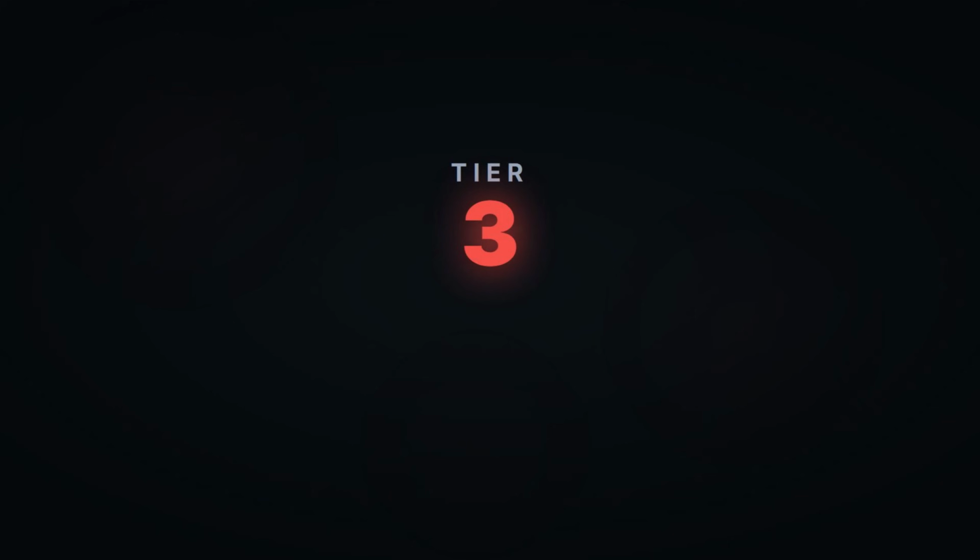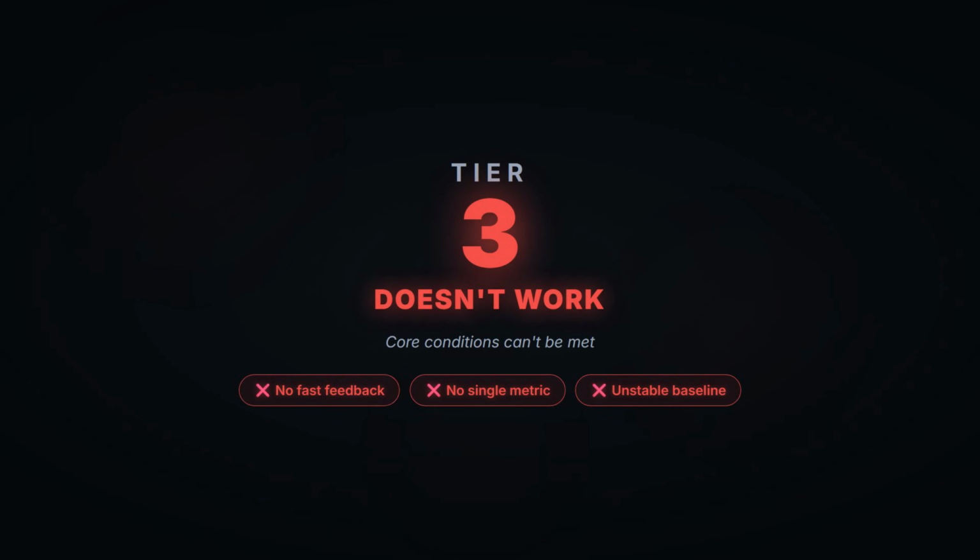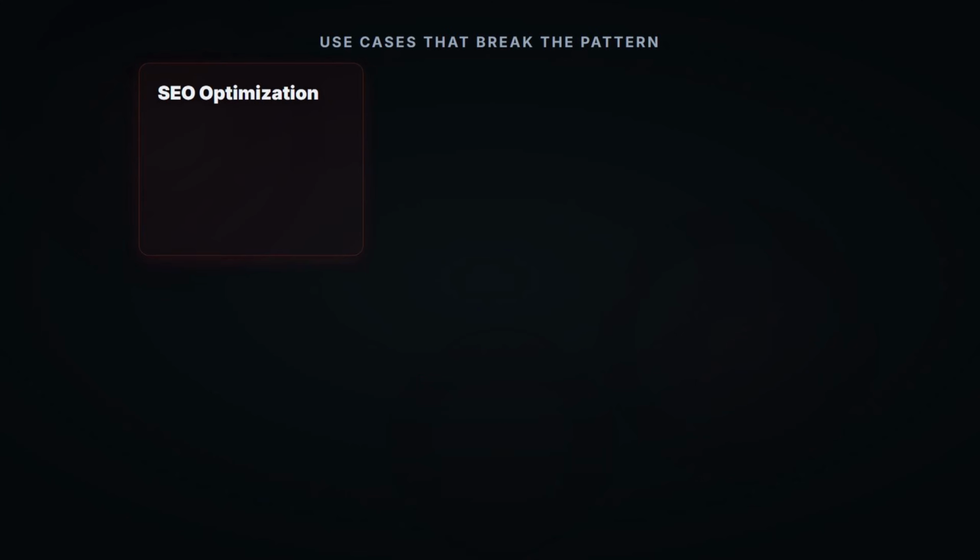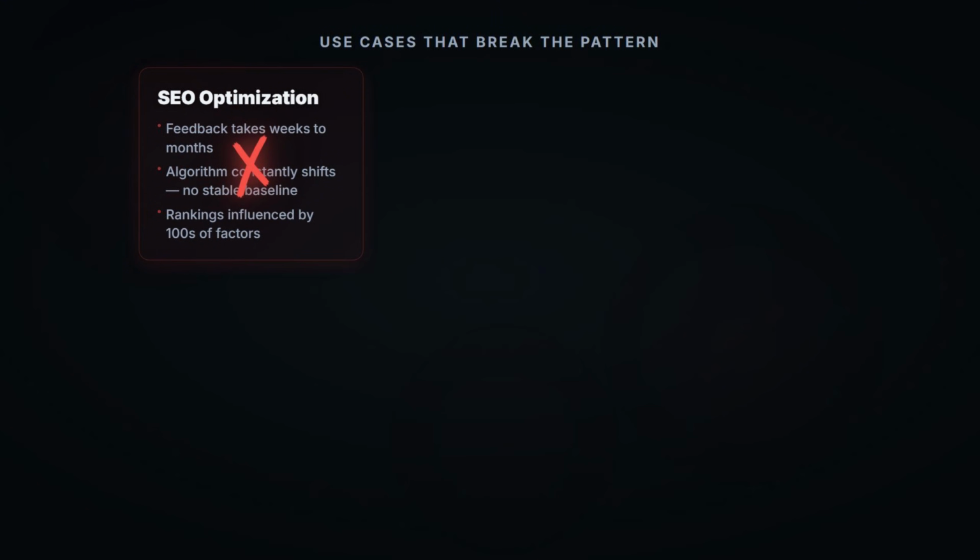Tier 3. This doesn't work. These are the use cases where the pattern fundamentally breaks down, not because the loop is slow, but because core conditions can't be met at all. SEO optimization. The feedback takes weeks to months. Google's algorithm changes under review, so there is no stable baseline to test against, and rankings are influenced by hundreds of factors. You can't run a meaningful experiment loop on something this slow and this noisy.